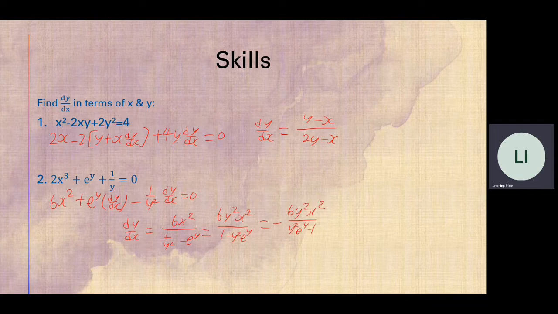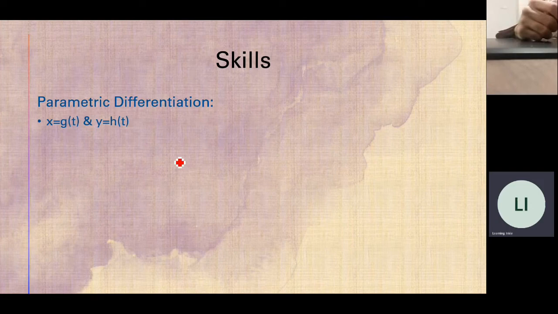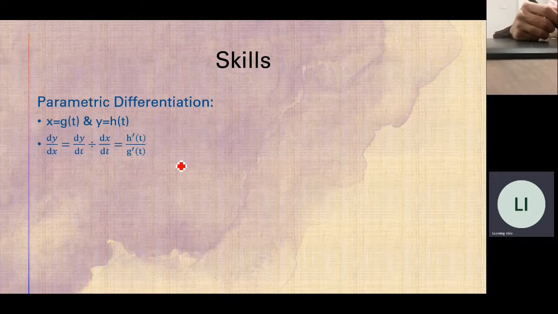And we now move on to the last skill that you need in H2 differentiation, parametric differentiation. So what is parametric differentiation? The idea comes from parametric equations, where x and y are each defined by a function with a common parameter. In this case, we have t as a common parameter, or in layman's terms, common variable. So x equals g(t) and y equals h(t). And we simply use the idea of rate of change from the A-Math syllabus as well, where dy/dx is simply dy/dt divided by dx/dt.